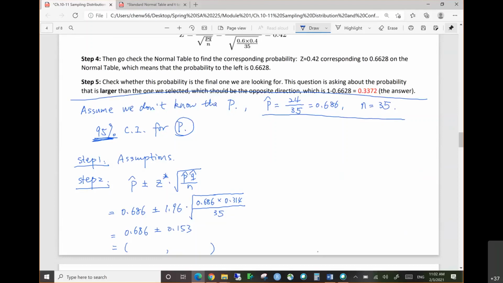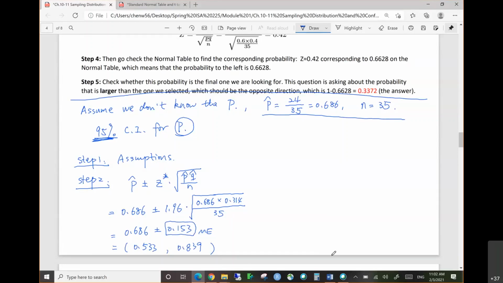So 0.686 minus 0.153 will be the lower limit, which is 0.533. And then 0.686 plus the margin of error, so this will be the margin of error, right? So it will be 0.839.